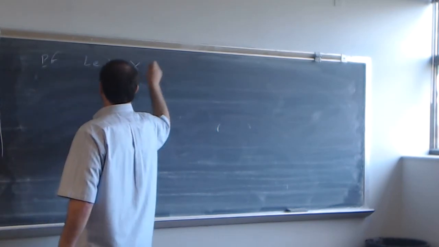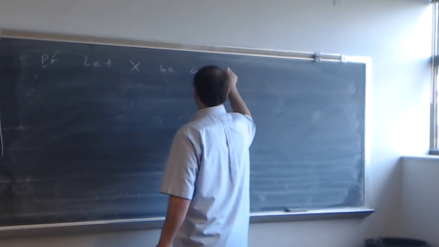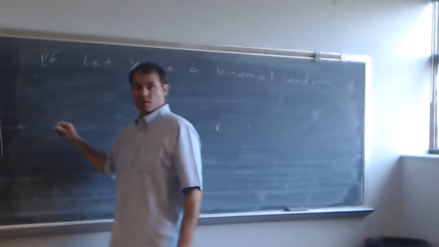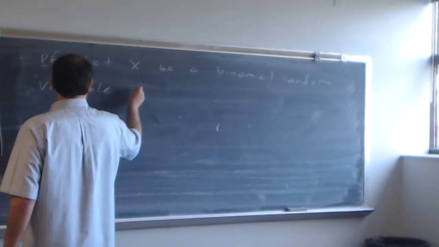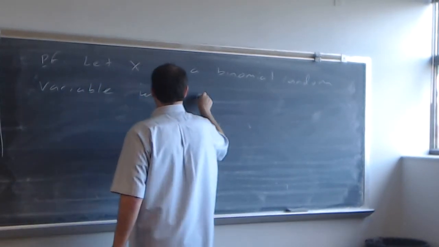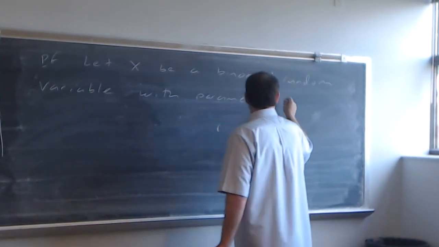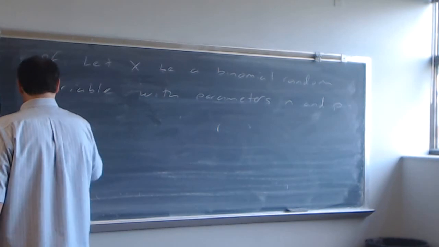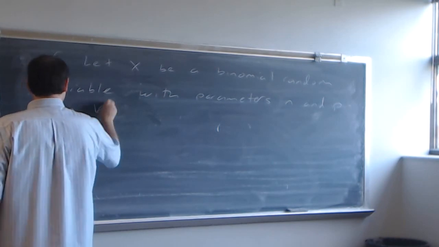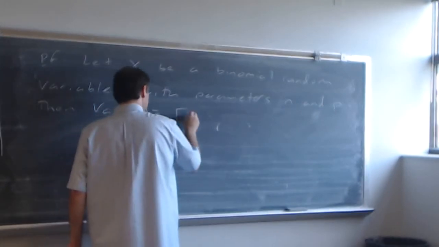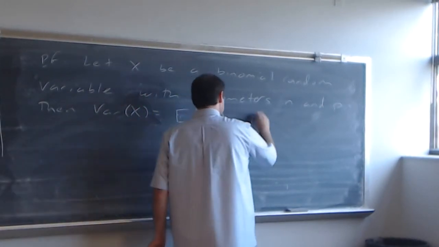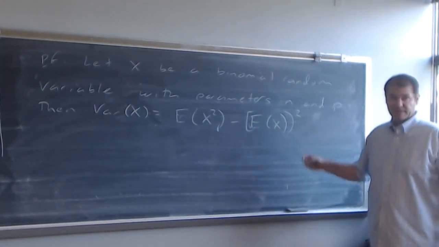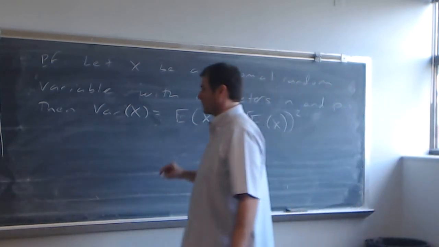We're going to let x be a binomial random variable with parameters n and p. Then the variance of x, by formula, we know it's the expected value of x squared minus the expected value of x, squared. I already got this. This is n times p, and I squared it, so it's n squared p squared. This is what I'm worried about.